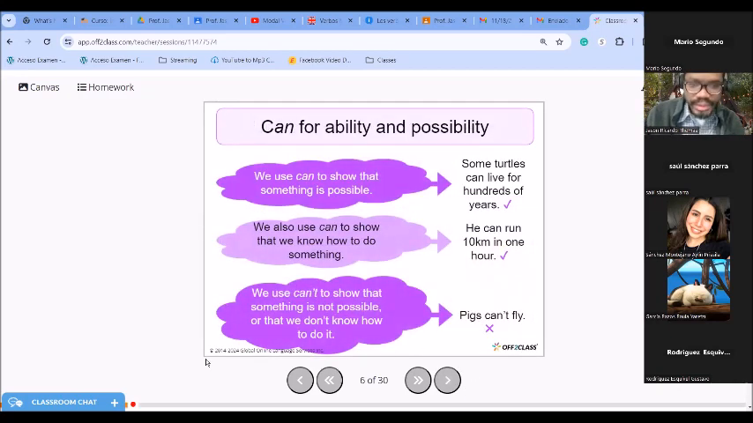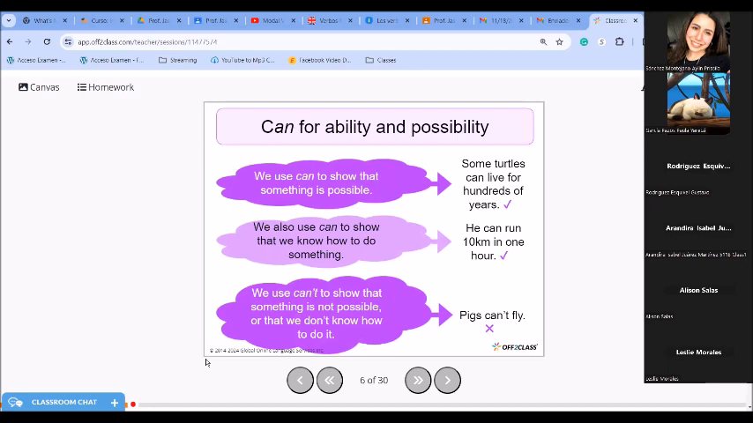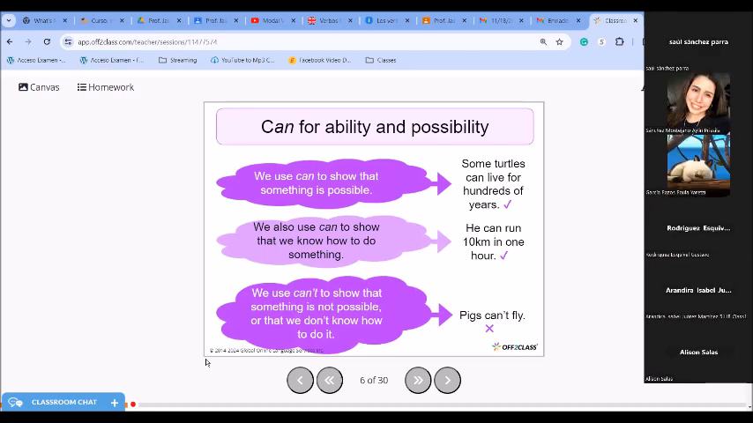All right, now let's reinforce some more when we use can, but now I want you to practice the same ideas now in English. All right, so who's going to volunteer to read for us? Let's go to Leslie. All right, when do we use can? Can for ability? We use can to show that something is possible. Some turtles can live for hundreds of years. We also use can to show that we know how to do something. He can run 10 kilometers in 1 hour. We use can to show that something is not possible or that we don't know how to do it. Pigs can't fly. Perfect. Thank you, Leslie.